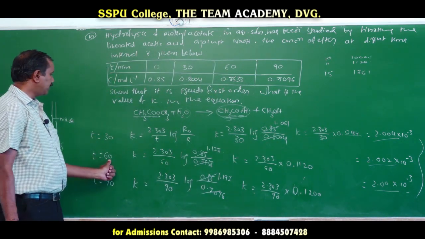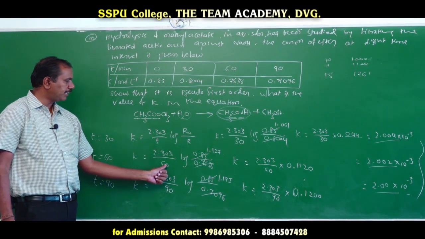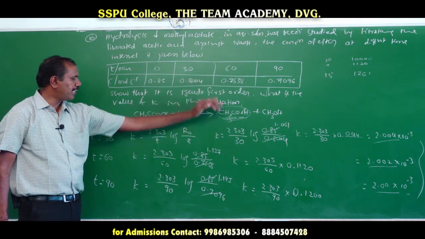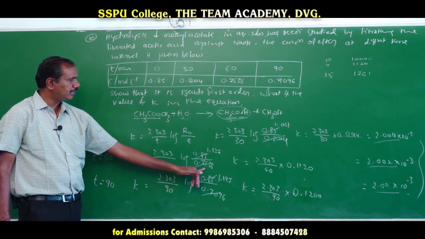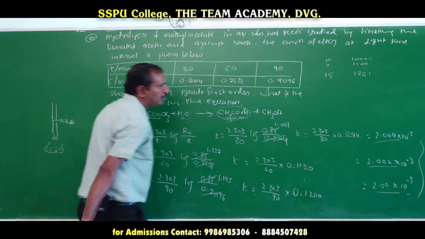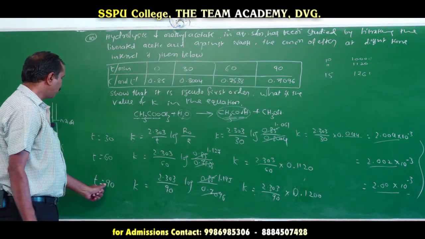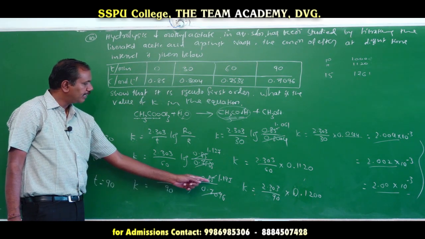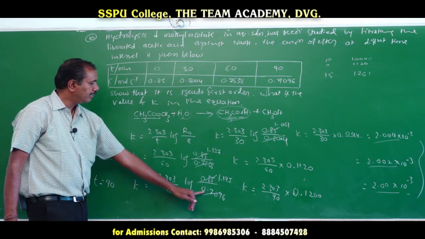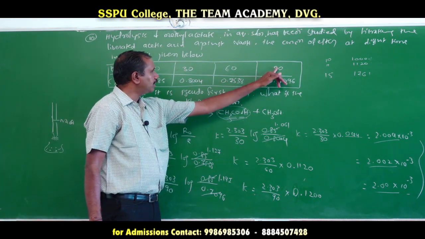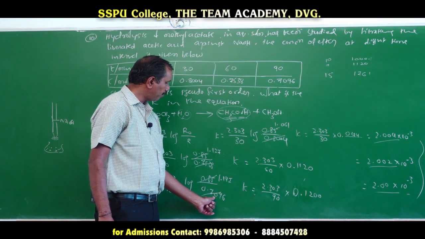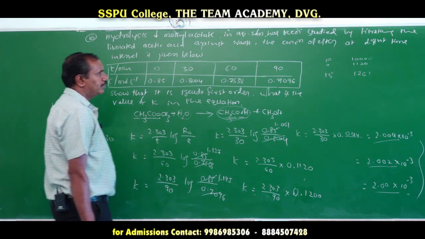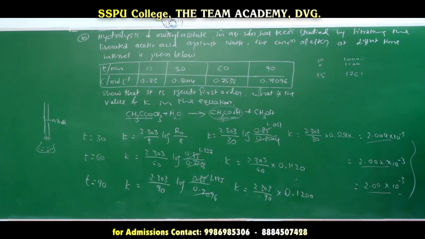Then at the 60th minute, 2.303 by 60 log of 0.85, the initial concentration, divided by the left behind concentration 0.7538. Finally we may get nearly 2.002 into 10 to the power of minus 3. At the 90th minute, K is calculated with T as 90, initial concentration always 0.85, and left concentration at the 90th minute 0.7096. Finally we can get that value. Okay, yes. Now, we'll go for one more problem.